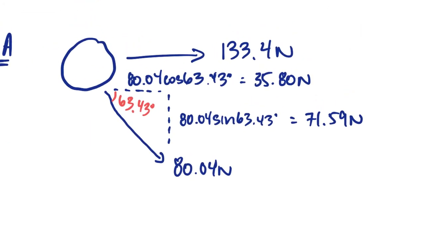Going back to this diagram, we know that the angle that this force acts on is 63.43 degrees inside that triangle, right? So we can calculate the x and the y components of that force. The x component is going to be 80.04 cos 63.43, which gives you 35.8 newtons. And the y component is 80.04 sine 63.43, which is 71.59 newtons.